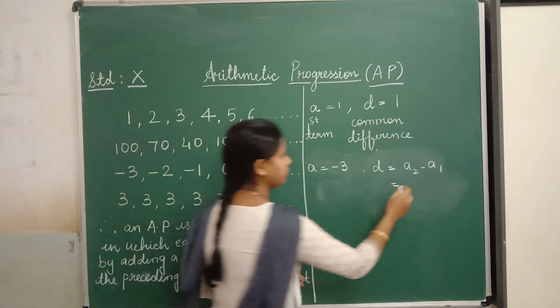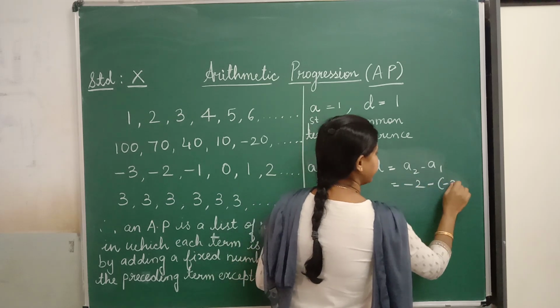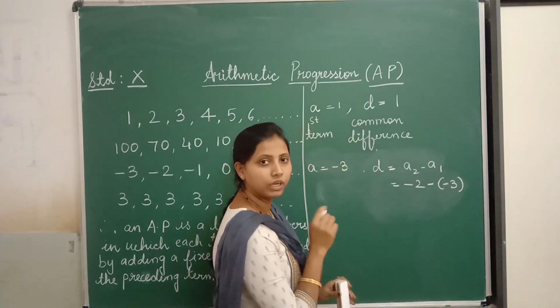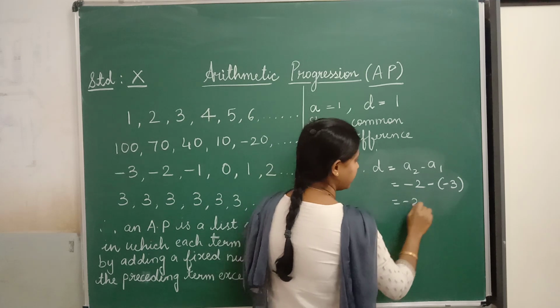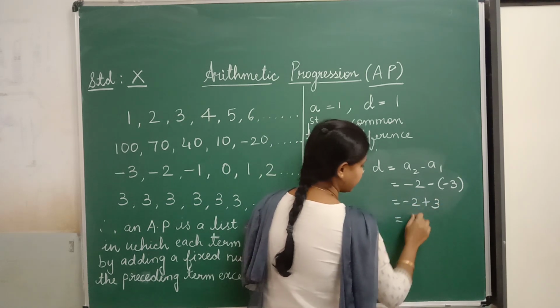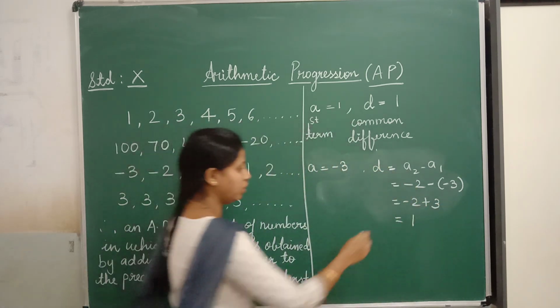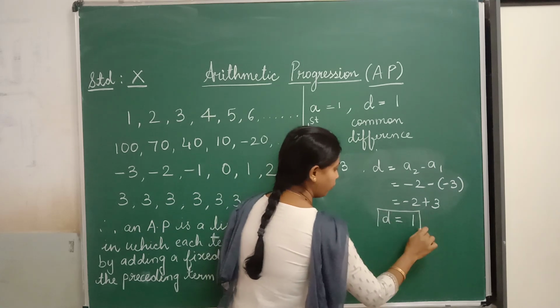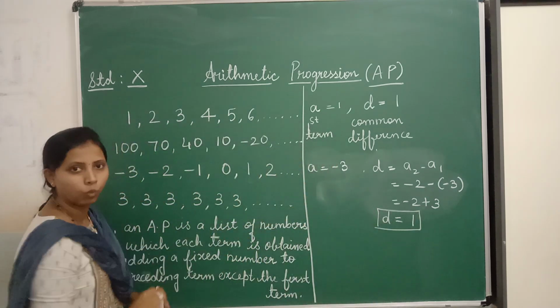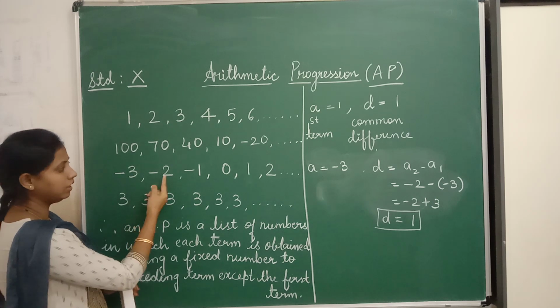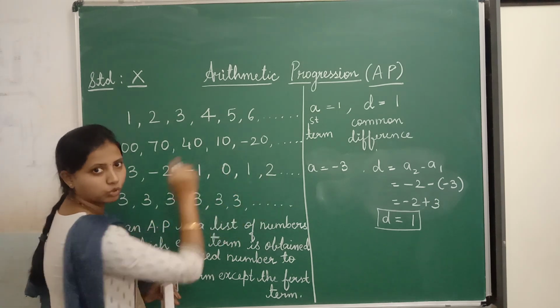Minus 2 minus of minus 3 will give you the common difference. That is minus 2 plus 3. That is nothing but 1. So the common difference for this particular AP is 1. That is, if I go on adding 1, I will get the succeeding terms of the AP.